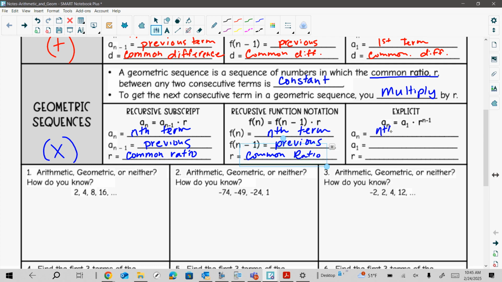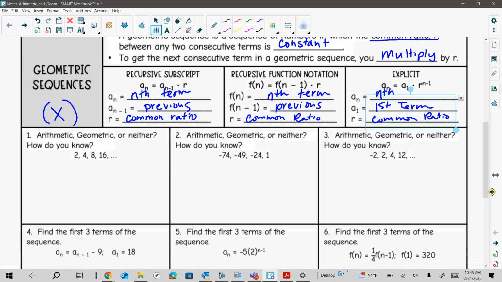So in the explicit form for geometric, a sub 1 always represents the first term. And your R is your ratio. That's the amount you're multiplying to each term each time. It's got to be the same for it to be a sequence. It has to be constant.